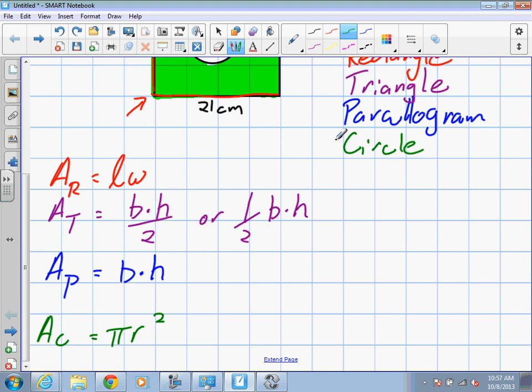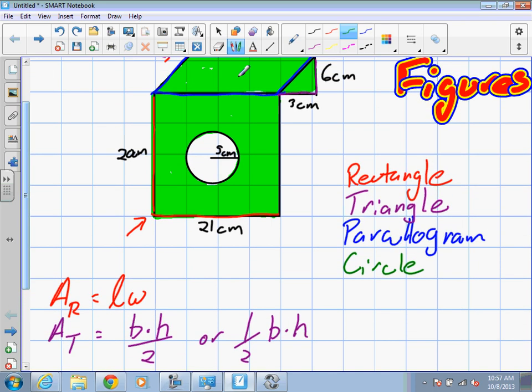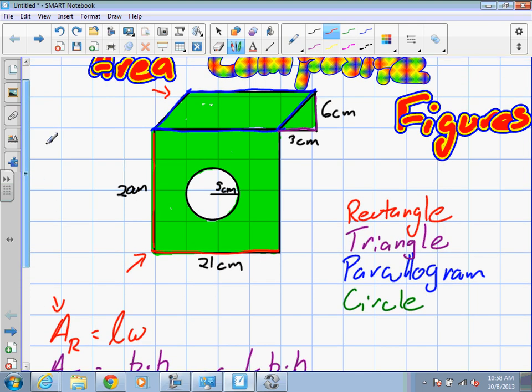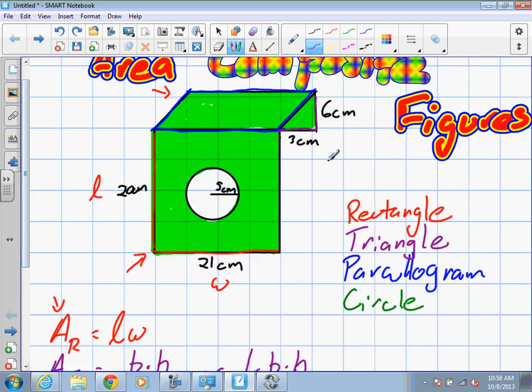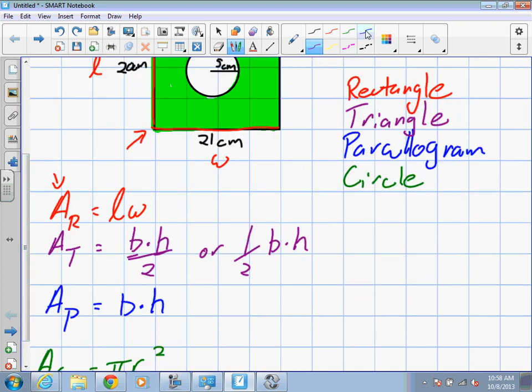Okay? So we're going to have to define all of these parts of the question. So in my area of a rectangle, what is my length and what is my width? Does it matter? Not really. I can call this the length and this the width or vice versa. It'll work fine. How about our triangle? We need a base and a height. What's my base and what's my height? Okay, here's our base. 6 is our height. Great. Next one is the parallelogram.